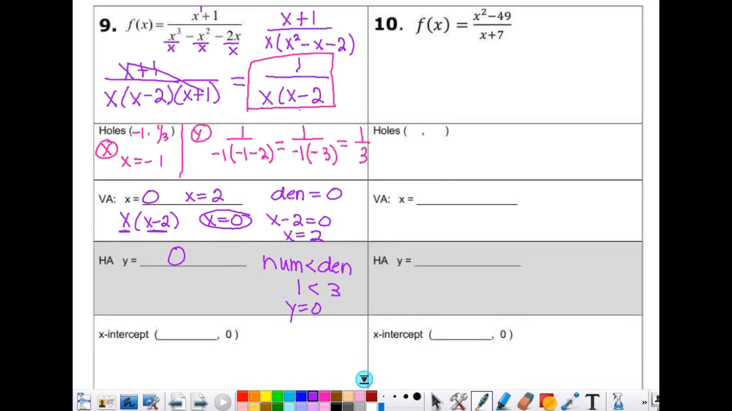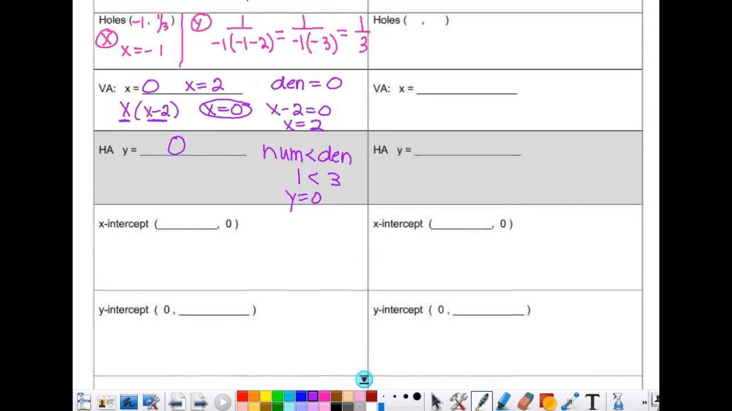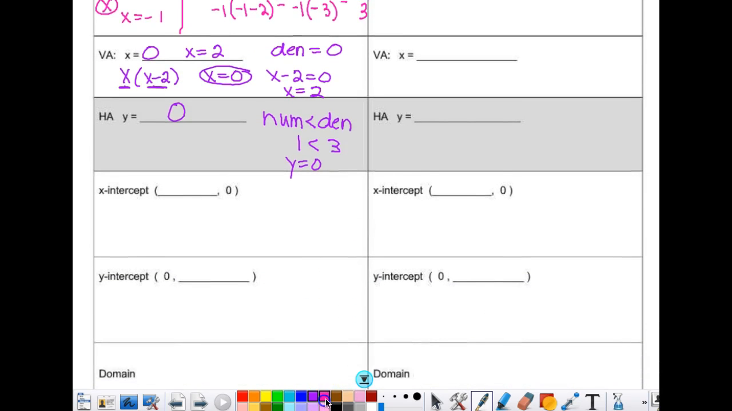Now the x-intercept. How do you find the x-intercept? Numerator equals 0. Good. In the numerator we have a 1. 1 equals 0. Does 1 equal 0? No, that's crazy. So we don't have an x-intercept.